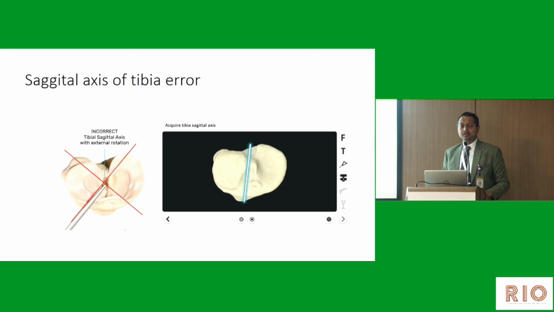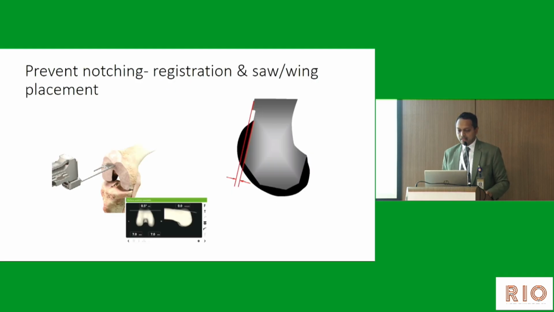Sagittal axis error, yes, you do not want it absolutely perpendicular. You again are looking at how you're going to place your tibial tray, and most robotic systems would want your sagittal axis to be in this direction, where you're bisecting into 2/3 and 1/3 of the tibial tuberosity.